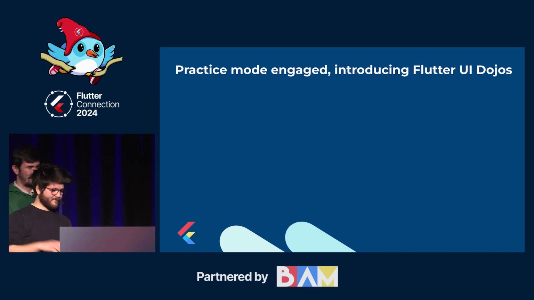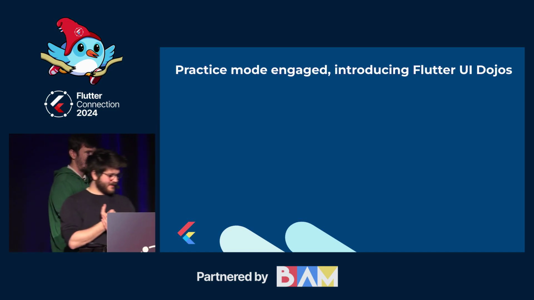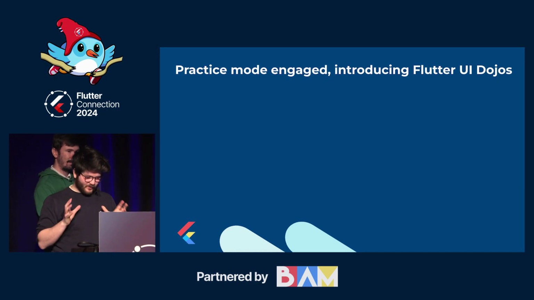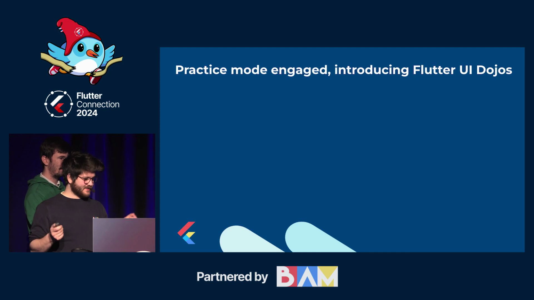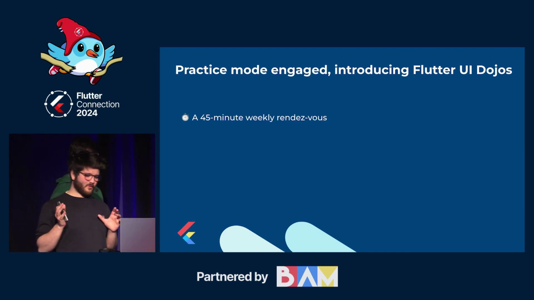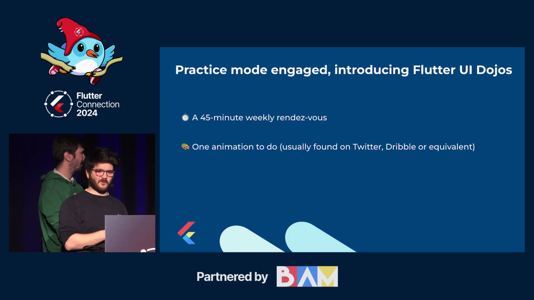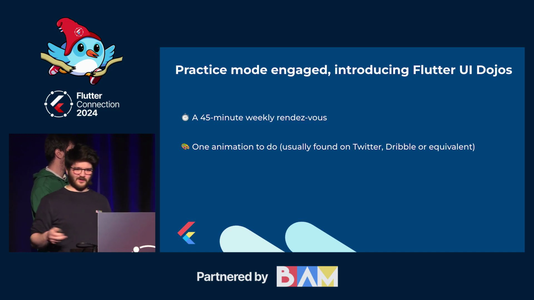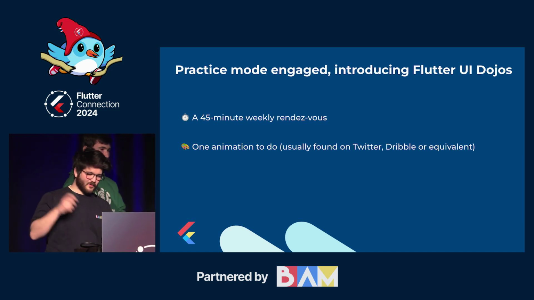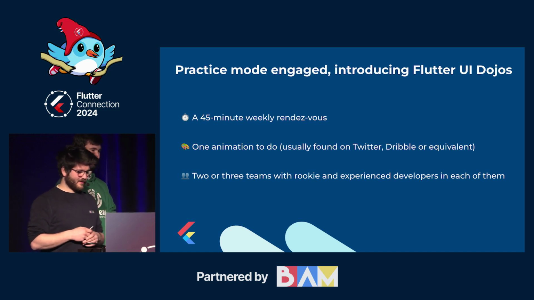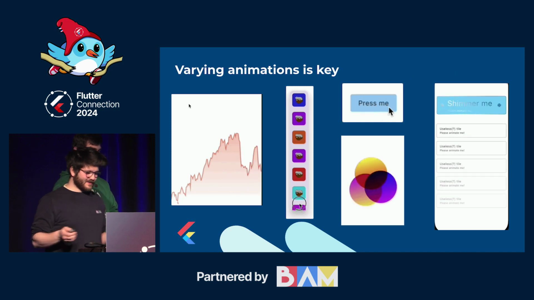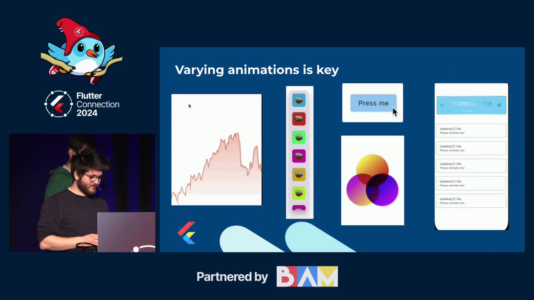Okay, and so what do you do when you don't know something? You engage practice mode. So that's what we did. We introduced a thing we called Flutter UI Dojos. Easy to understand. It's a 45-minute weekly meeting where we take an animation that we found on the internet, like on Twitter, Dribbble, or any equivalent website, and then we split into multiple teams and we try to do it as fast as possible. There are plenty of animations that exist, so we did a lot of them. Those are some examples of what we did.